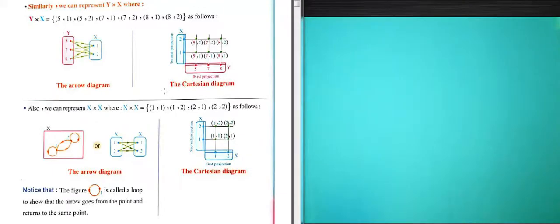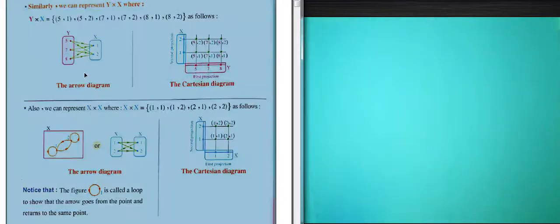About two sets, x and y. We can represent it by an arrow diagram and a Cartesian diagram. Look at this arrow diagram.